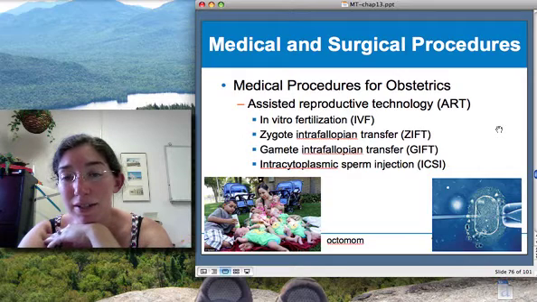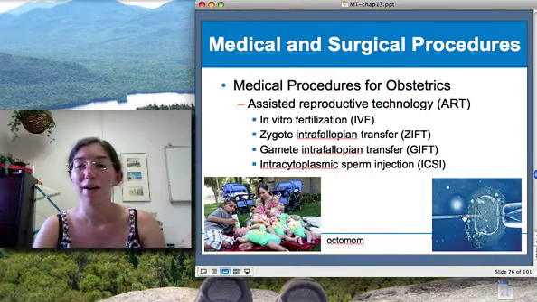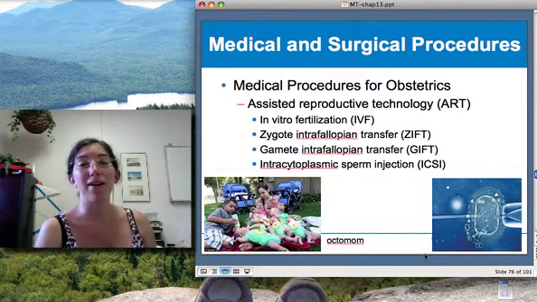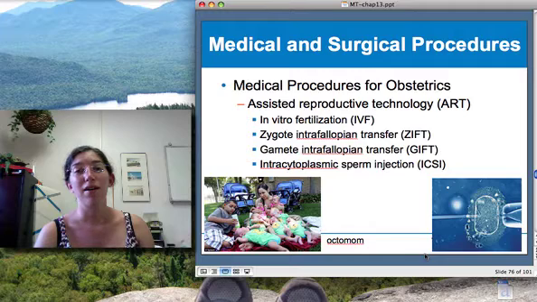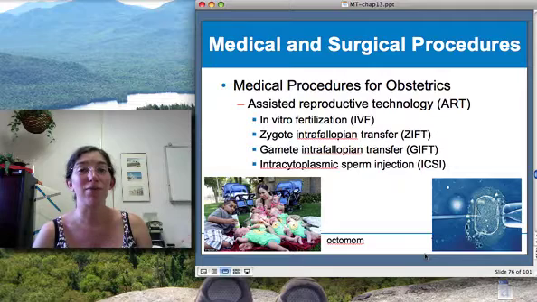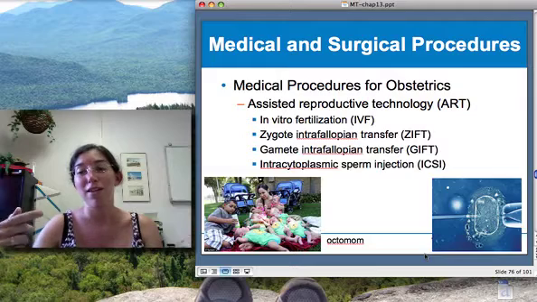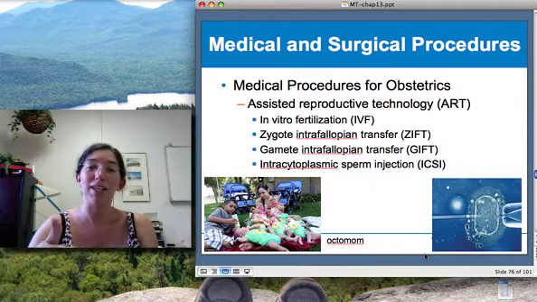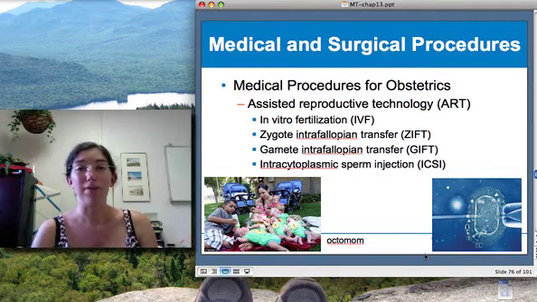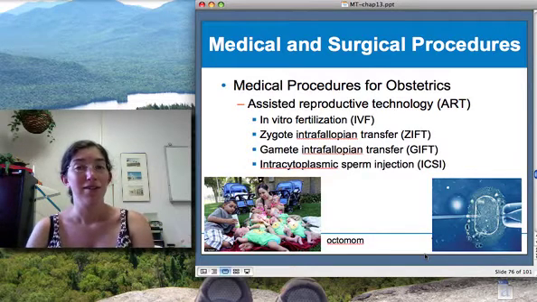And intracytoplasmic sperm injection is the one that's pictured here in the corner. This is especially common if the male has fertility problems and maybe has a low sperm count or low sperm motility, so his sperm are not doing the fertilizing that they're supposed to be doing naturally. You can actually take the sperm in a small needle and inject it into the egg manually, and it forms a fertilized egg, a zygote, that can then develop and be transferred.